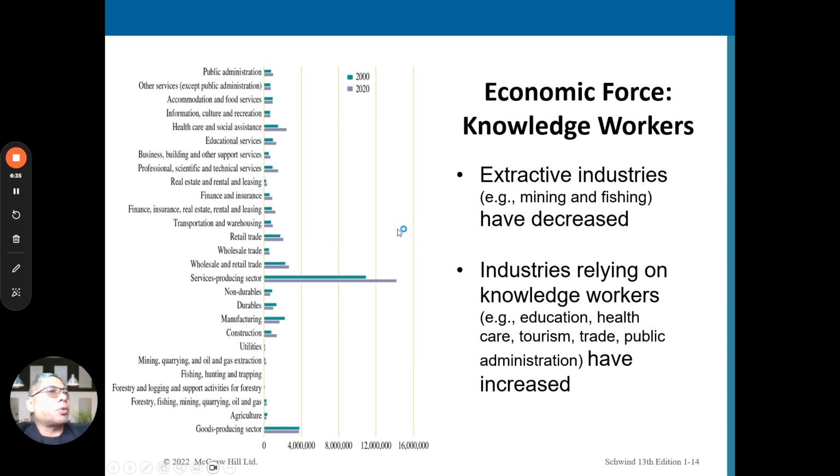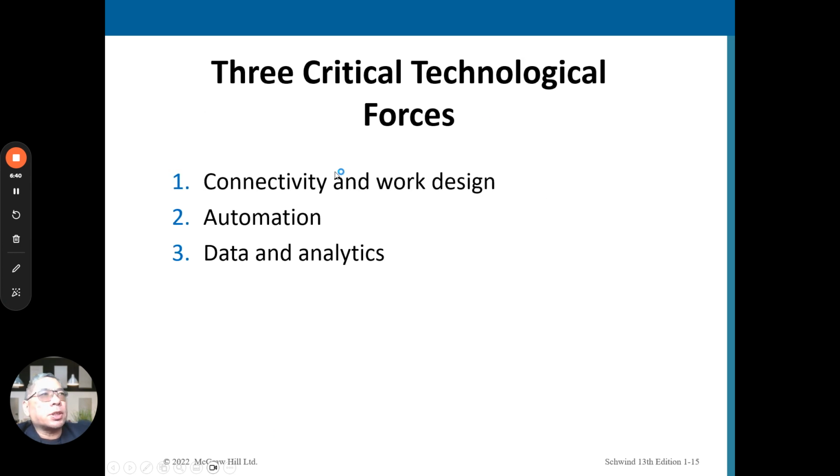And then what are the critical technology forces? They are the connectivity of work, design, automation, and data analytics.